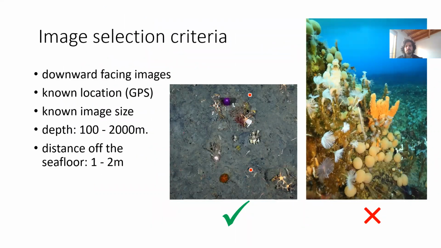As a starting point, we're looking at all benthic images that meet these criteria. We want images that are from downward facing cameras. We want the location of those images to be known, and we want to be able to make estimates of size of those images. The red dots on the left-hand image here show the locations of laser points, which can be used to calculate both the size of the image and objects within those images.